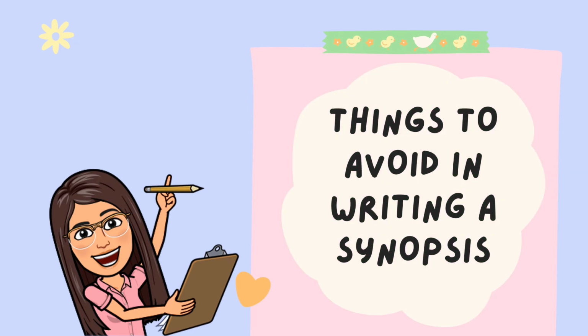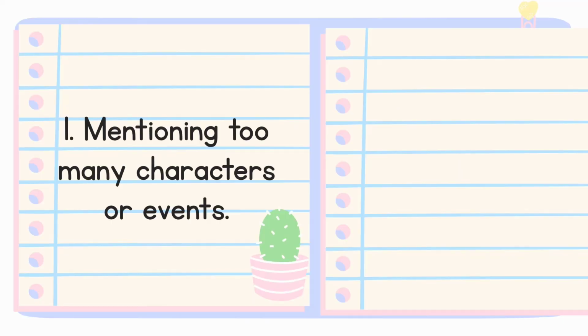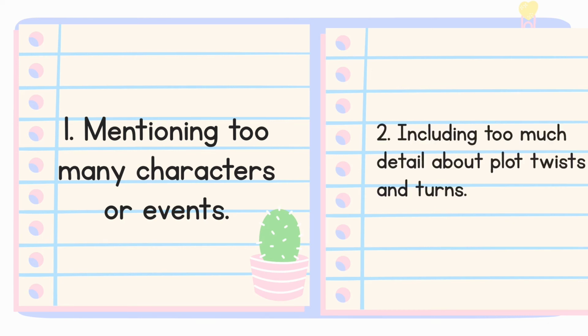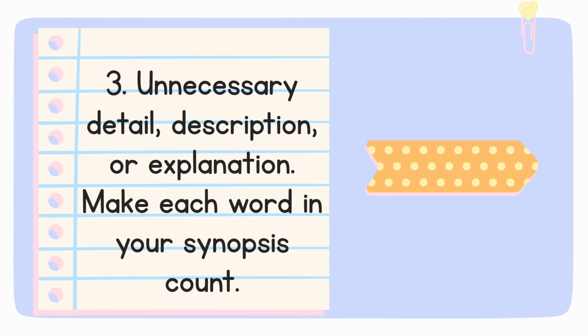Now, here are some things to avoid in writing a synopsis. Let's take note of them. The first one, you must avoid mentioning too many characters or events. Number 2, including too much detail about plot twists and turns. You don't want to tell the entire story. What you want to do is write a book summary with enough detail about the plot to intrigue the reader. And number 3, unnecessary detail, description, or explanation. Make each word in your synopsis count.